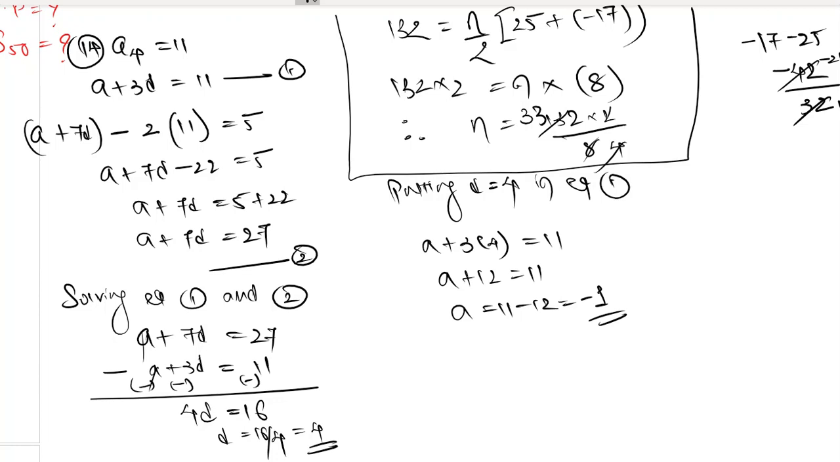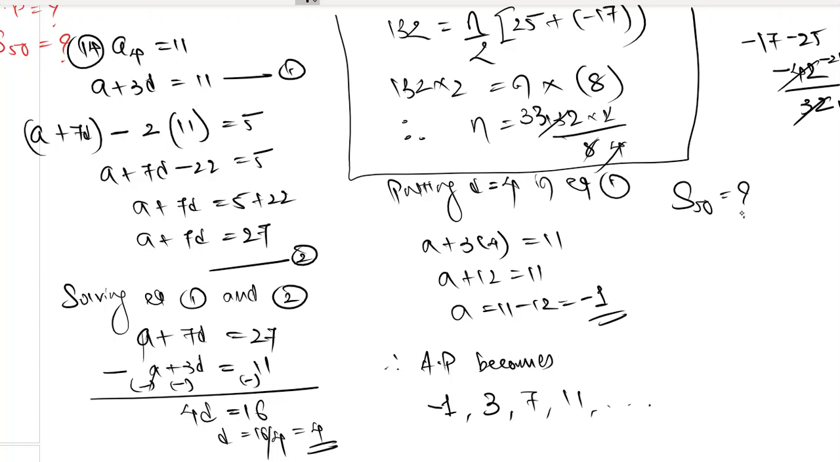Now, what is the AP? Therefore, AP becomes, first term is minus 1. What if you add 4 to minus 1? It will become 3. Plus 4, 7. Plus 4, 11. And so on. This is the AP. Now you have to find sum of 50 terms also.